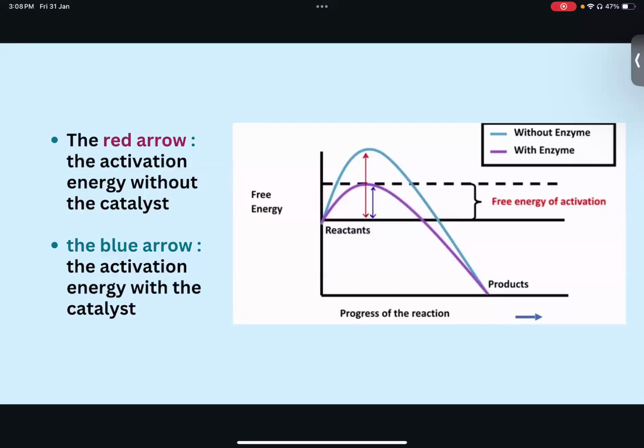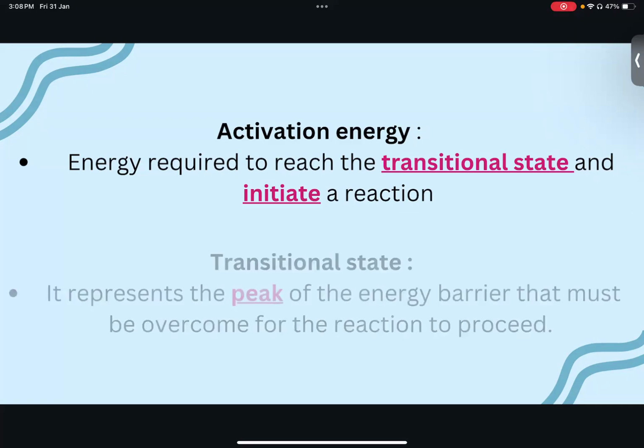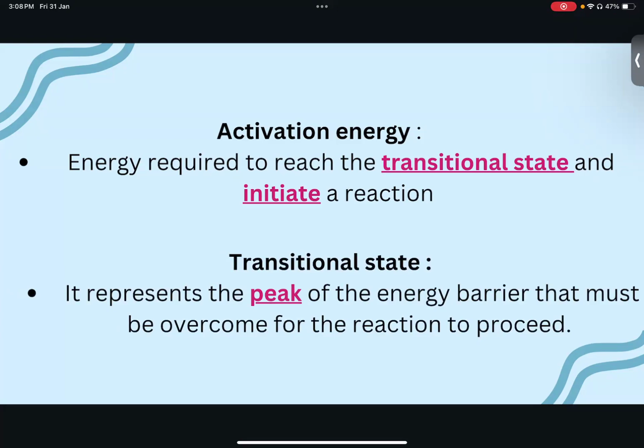The activation energy is needed for the reactant to reach a state called the transitional state. This state is like a peak of energy that the reaction needs to reach, so that it can proceed to form the products. Okay. So as we said, the activation energy is the energy required for the substrate to reach the transitional state. It is the peak energy barrier that must be overcome for the reaction to proceed and to form products.